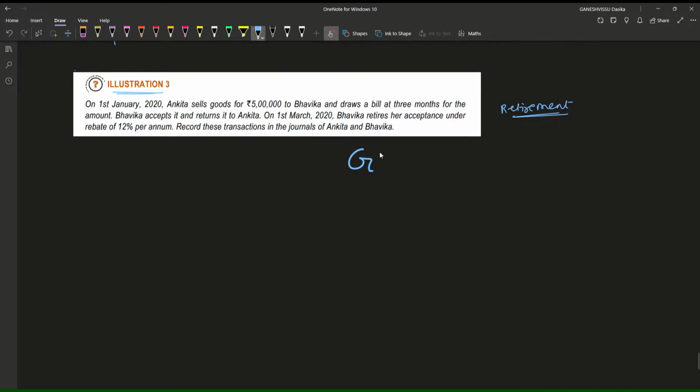Okay, so let us use this some broader one. Okay, yeah, let us now start the question. Let us now start with the question. Okay, right. Illustration number 3.